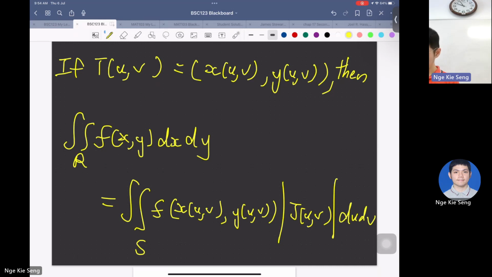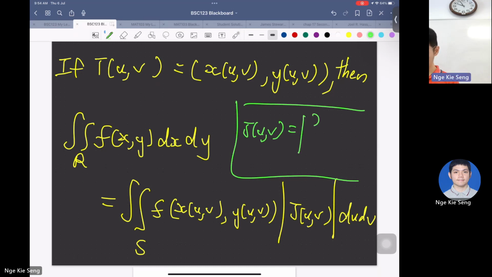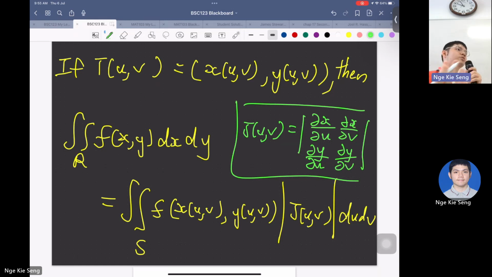What's the Jacobian? Remember what the Jacobian is or not? It is the determinant of dx/du, dx/dv, and dy/du, and so on. If it is 3 by 3, then you need to include all the possible partial derivatives.